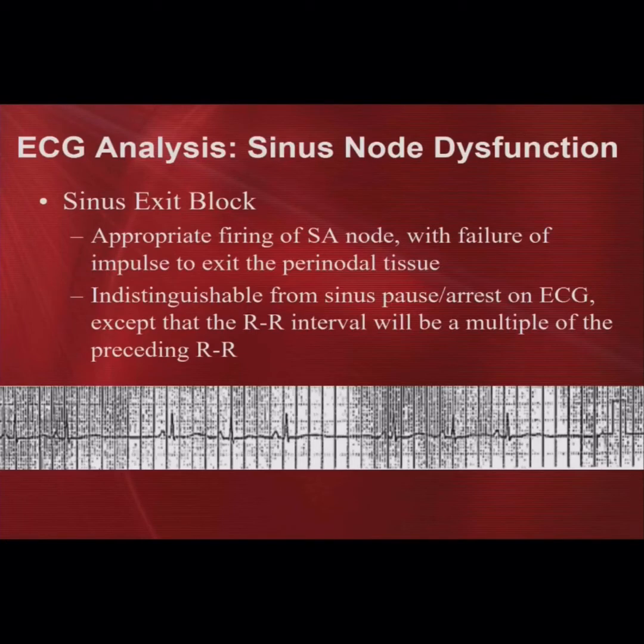Sinus exit block happens when the SA node fires, but it doesn't leave, and you can't really distinguish it from a sinus pause, except for the fact that the RR interval will be exactly double the prior RR interval. As you see here, there we go. You have a sinus rate in the normal range, followed by this sinus pause, and if you measure the RR from here to here, from here to here, that is exactly double here to here.